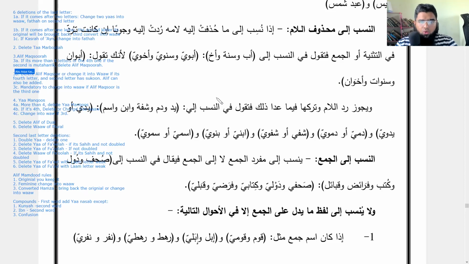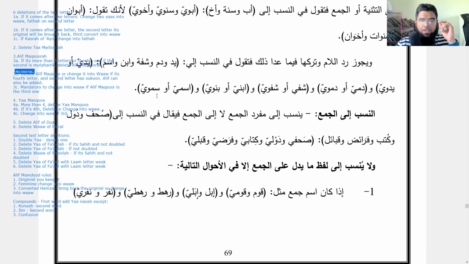ويجوز رد اللام وتركها فيما عدا ذلك فتقول يد, for example, or damun or shafatun, lip, damun, blood, ibnun or ismun. Because in duals and plurals, we don't bring the wow back. So you can say yadi, handly, or yadavi. You can change it to wow. Dami or damavi. Shafi or shafavi. Lips. Shafavi, they say oral. Ibni or banavi. Hamza, they say banavi. Ismi or samavi, namely.